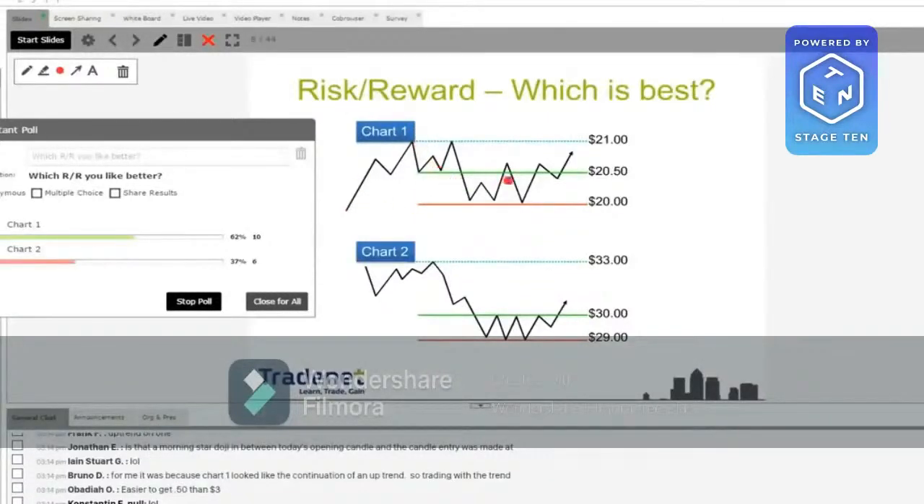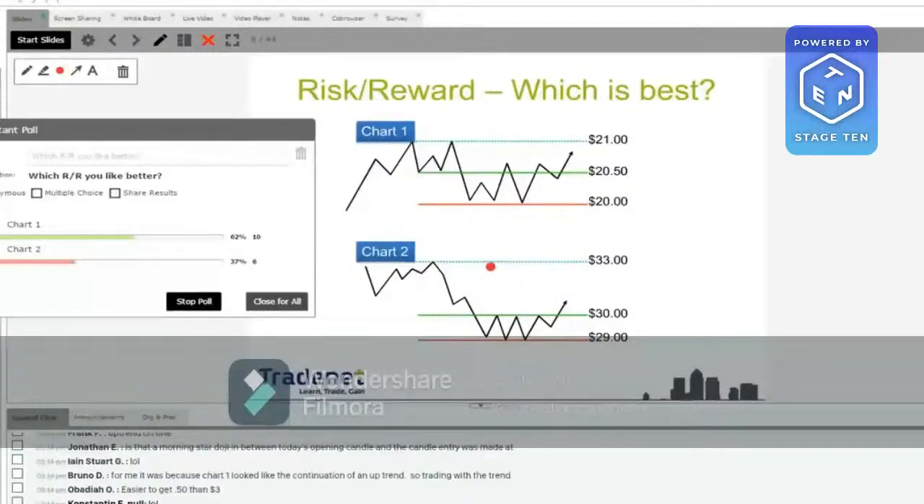I like it better because it consolidates here during an uptrend and then continues the uptrend. Therefore, even though it's a 1-to-1 risk-reward ratio, it's actually better in my opinion than that one, which is downtrending and has 1-to-3. So I do like that formation better.